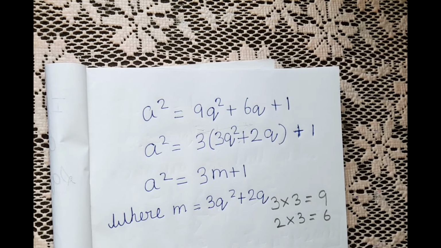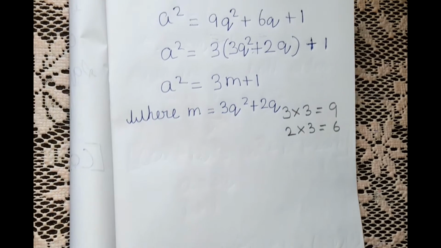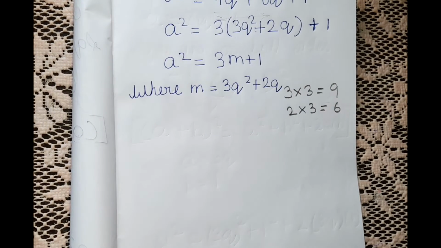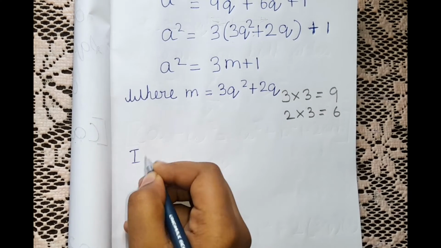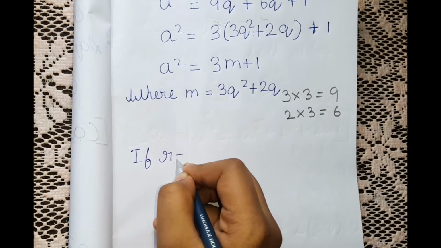Now let's take if r is equal to 2. So we proved that if r is equal to 0, if r is equal to 1, we proved, right? We proved it by rewriting it. So now we are going to be proving it by taking if r is equal to 2.